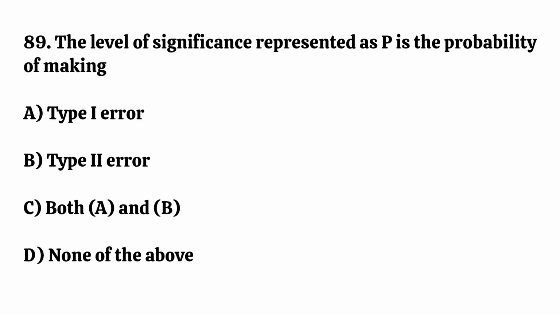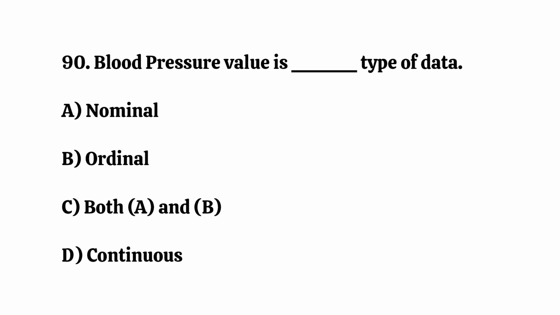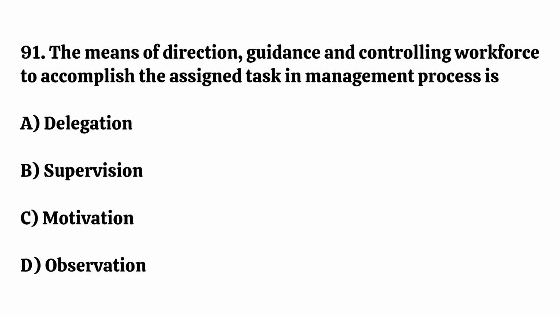Next, the level of significance represented as P is the probability of making A. Type 1 error, B. Type 2 error, C. Both A and B, D. None of the above. Answer is option A. Type 1 error. Next question, blood pressure value is Dash type of data. A. Nominal, B. Ordinal, C. Both A and B, D. Continuous. Answer is option D. Continuous. Next, the means of direction, guidance and controlling workforce to accomplish the assigned task in management process is A. Delegation, B. Supervision, C. Motivation, D. Observation. Answer is option B.